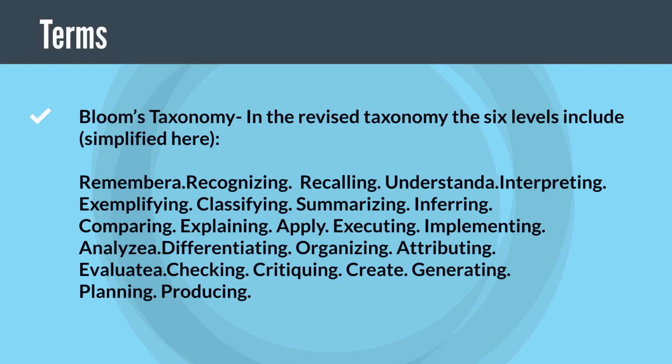Bloom's taxonomy, in the revised taxonomy the 6 levels include, simplified here. Remember: recognizing, recalling. Understand: interpreting, exemplifying, classifying, summarizing, inferring, comparing, explaining. Apply: executing, implementing. Analyze: differentiating, organizing, attributing. Evaluate: checking, critiquing. Create: generating, planning, producing.